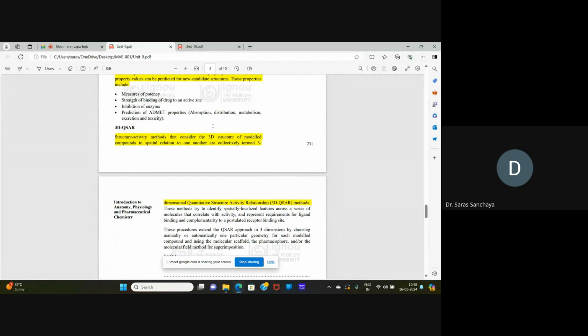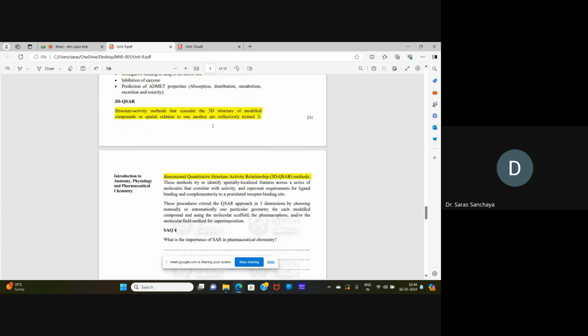Then 3D QSAR. Structural activity methods that consider the 3D structure of model compounds in spatial relationship to one another are collectively termed three-dimensional quantitative structure activity relationship methods.